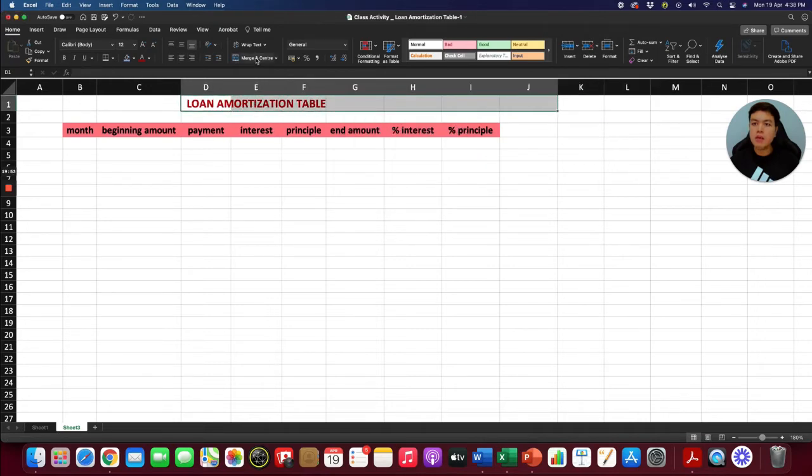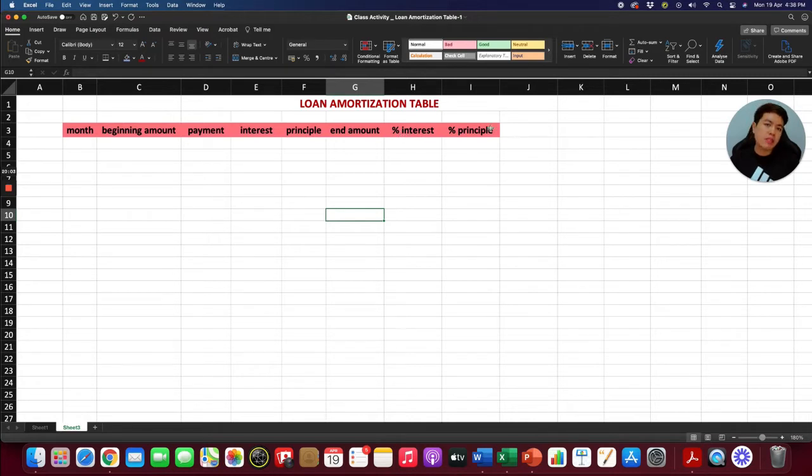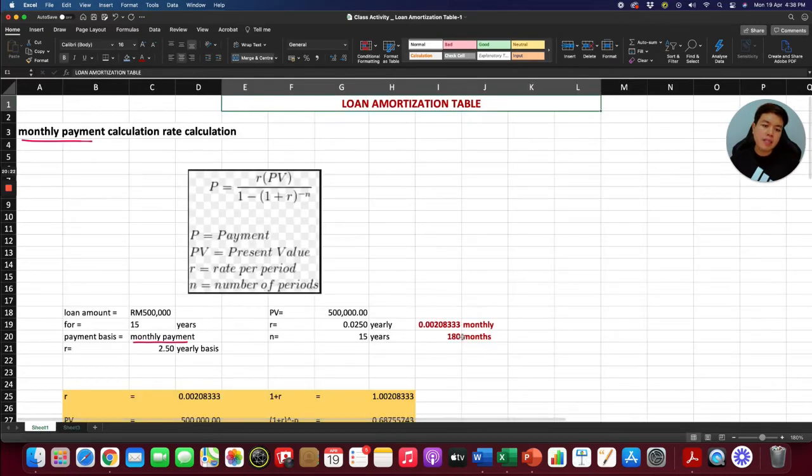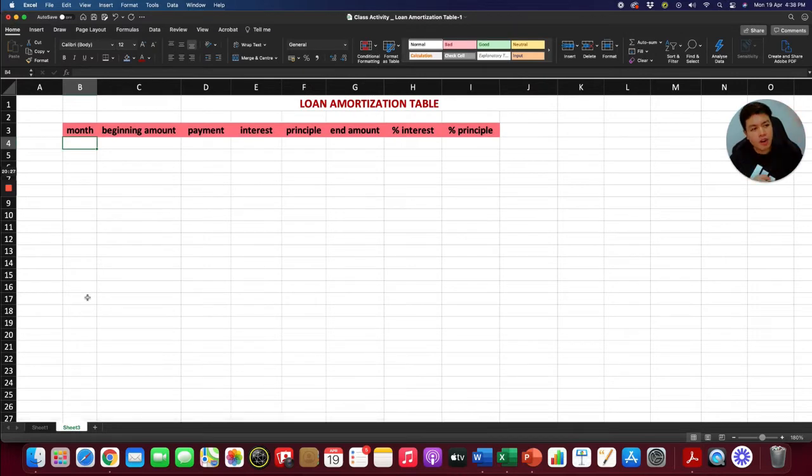In order for you to prepare a loan amortization table, you need month, beginning amount, payment, interest, principal, ending amount, percentage for interest, and percentage for principal. So you need to prepare them, all right? These are the items: month, beginning amount, payment, interest, principal, ending amount, percentage for interest, percentage for principal. All right, for month, how many months, class, just now? Let's say for 180 months. So the loan amortization table is very, very long.